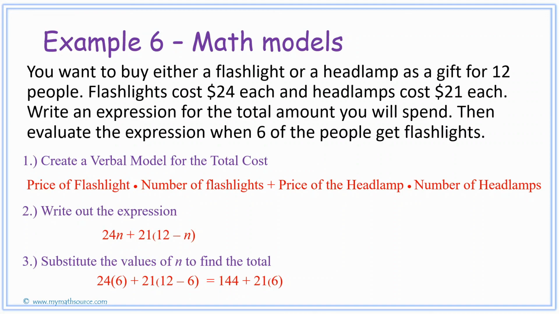All right, so we have 144 plus 21 times 6. Multiplication is stronger than addition, so multiply 21 times 6, which is 126. And then when you add those two together, you would get 270.